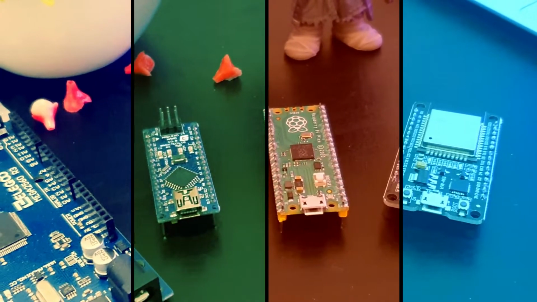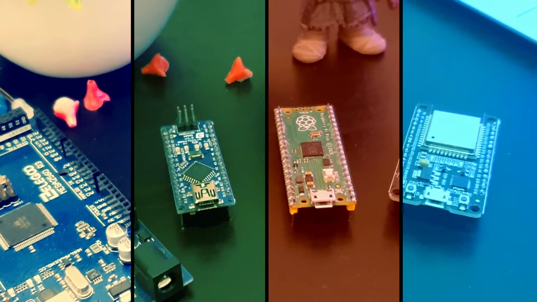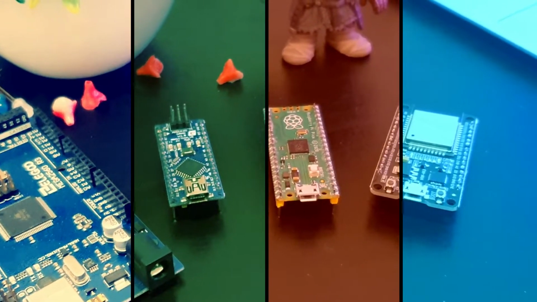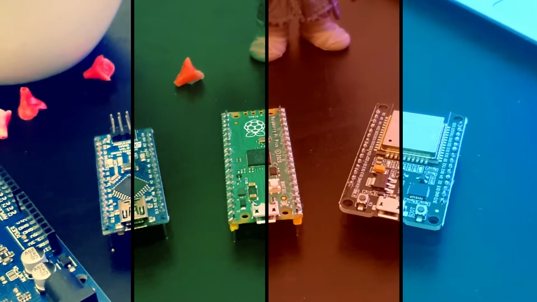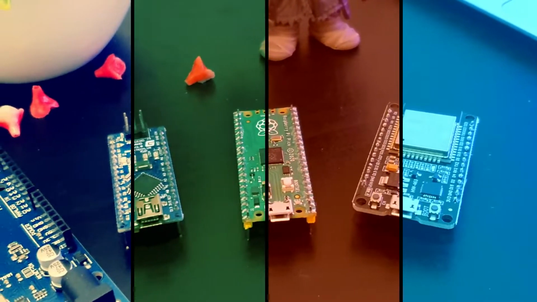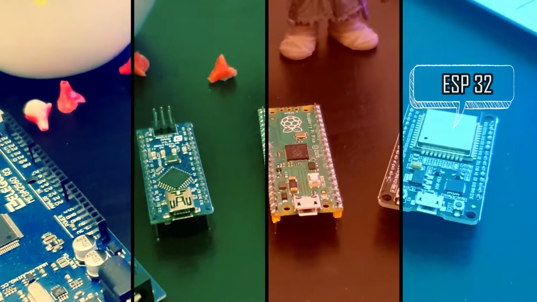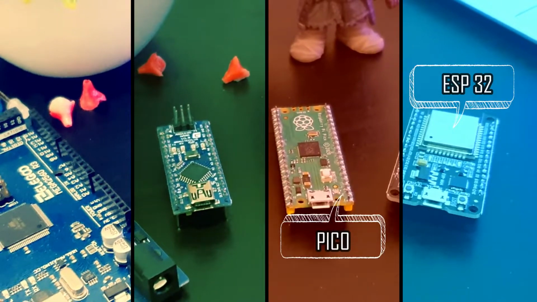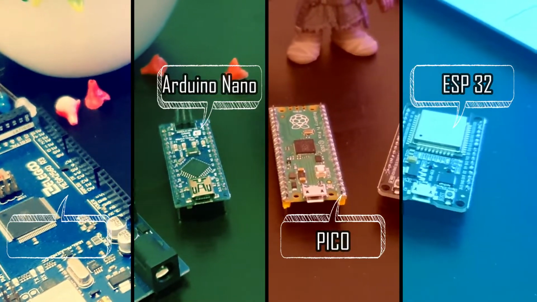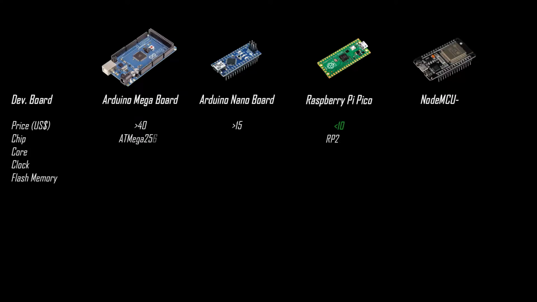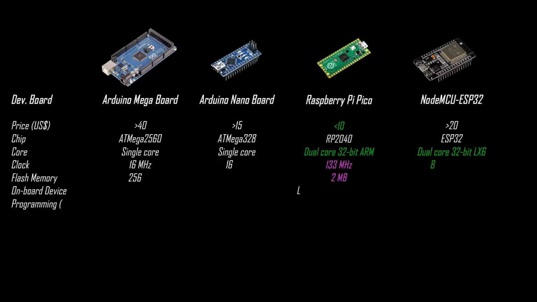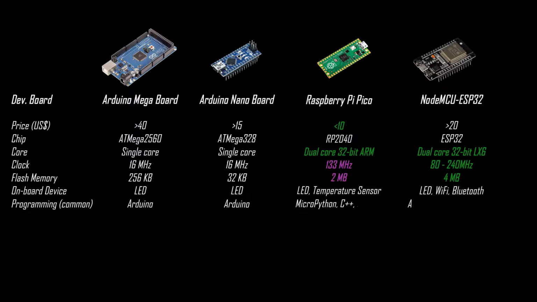As a newcomer in the MCU world, the market is still being ruled by Arduino products as well as ESP family. As we can see from the video, from the most right, here we have ESP32 board, and then we have Pico, Arduino Nano, as well as Arduino Mega. Now, let's compare these four products. In the table here, we can see the comparison of these boards in terms of their prices, number of cores, computational speeds, flash memory, and others.